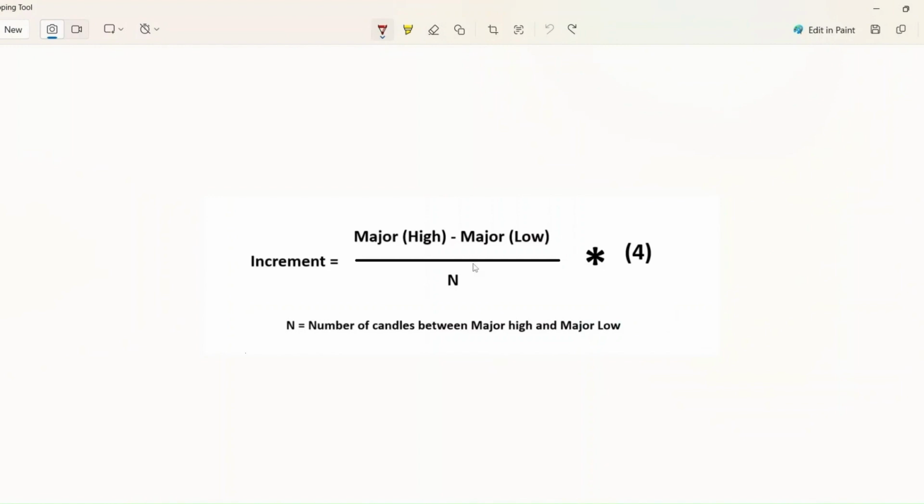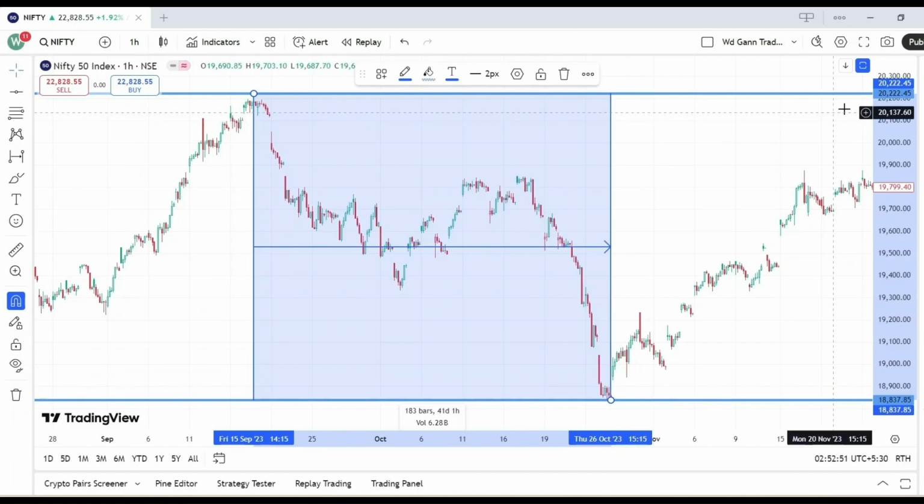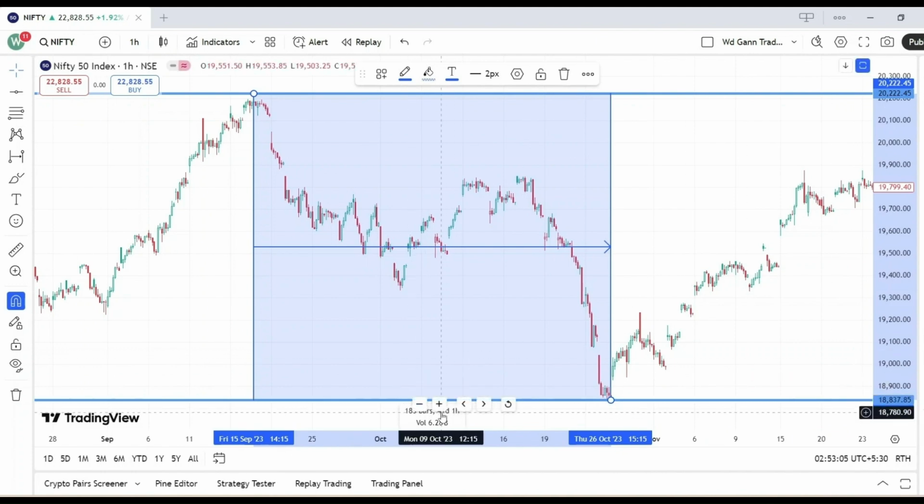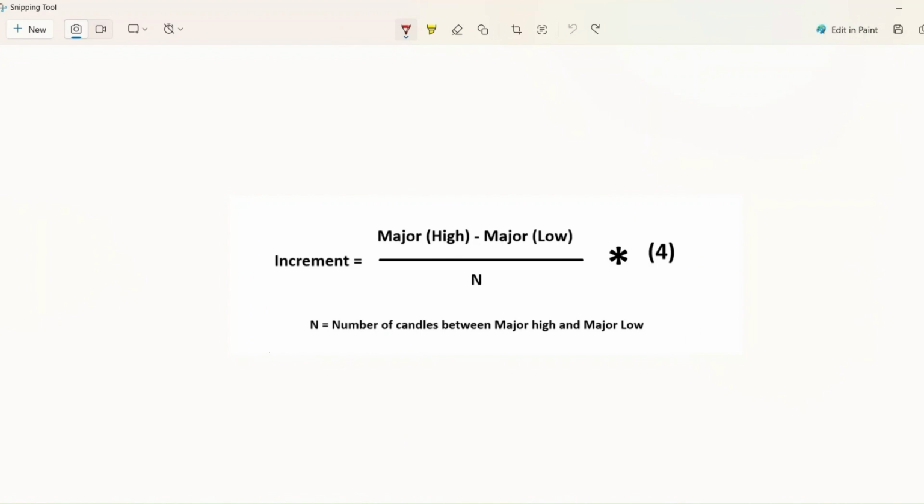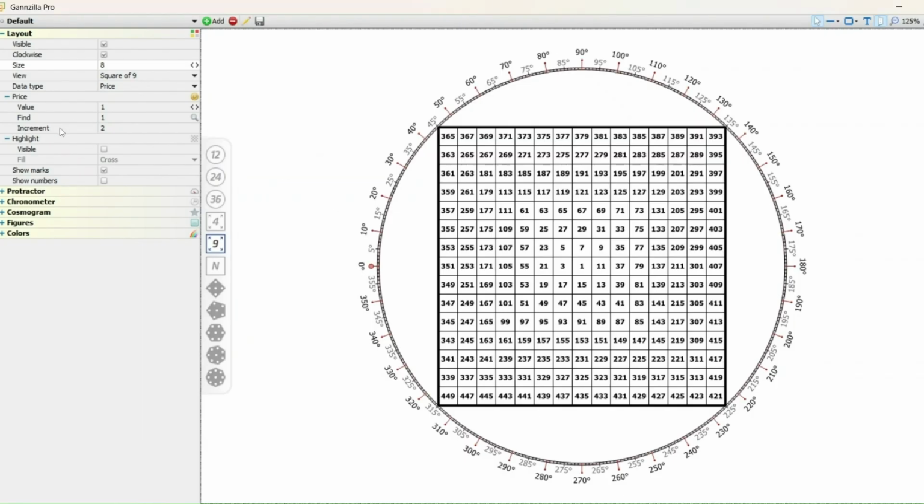So our formula is measure high minus measure low divided by n into 4, which will equal 20222 minus 18837 divided by 183, which is our n, into 4. That will be our increment value, which we can put in the Gannzilla Pro application here in the increment option. Also, what will be the value option? What do we have to put in the value option? So let's see all this with an example and understand it more clearly.